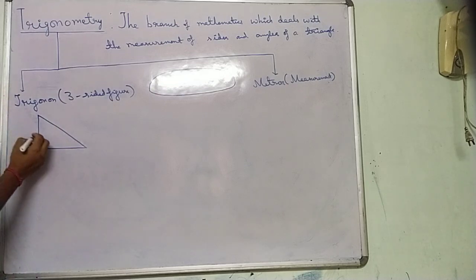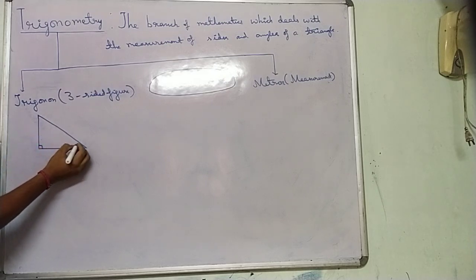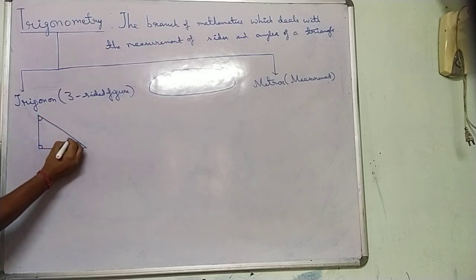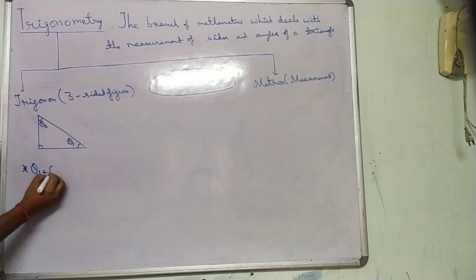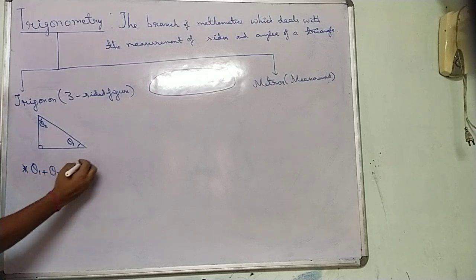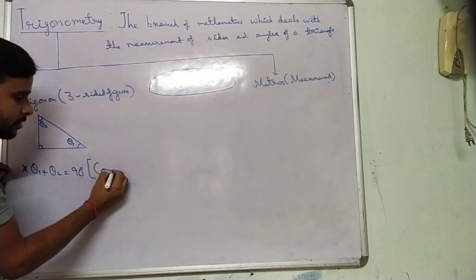Now, if we see the right angle triangle, you know that one angle is 90 degrees and the other two angles are acute angles. How are these two acute angles related with each other? They are a complementary pair, meaning their sum is equal to what? 90 degrees, that is theta 1 plus theta 2 is equal to 90 degrees. This is called complementary angles, meaning these two are acute angles and they are complementary.